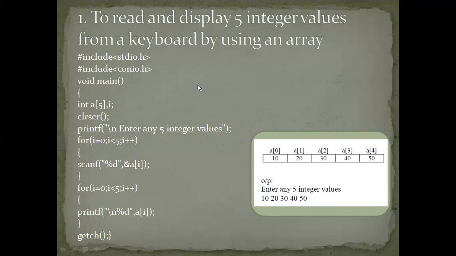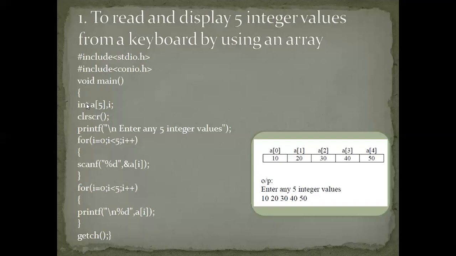So here, what I'm going to do is read any 5 integers and display those values. Clear? Okay. So these two are what? Header files. #include <stdio.h> I have used because of the functions printf and scanf in the main program, and conio.h I have used for the clear screen.